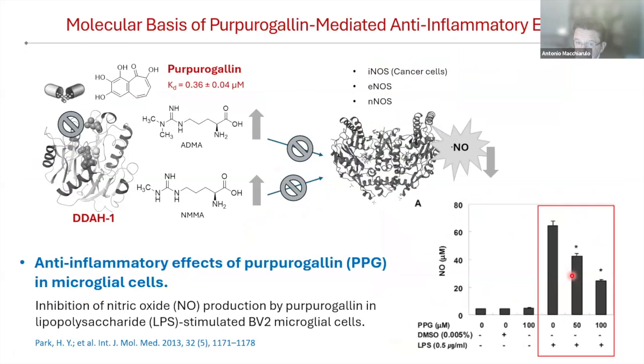Another interesting observation is that when we go into the literature, we were able to observe some works reporting anti-inflammatory effects of purpurogallin in microglial cells, where these authors showed that the molecule was able to inhibit the nitric oxide production in lipopolysaccharide-stimulated microglial cells. So somehow we were able to add a missing piece to the molecular mechanism by which purpurogallin is able to achieve the inhibition of nitric oxide in cells.